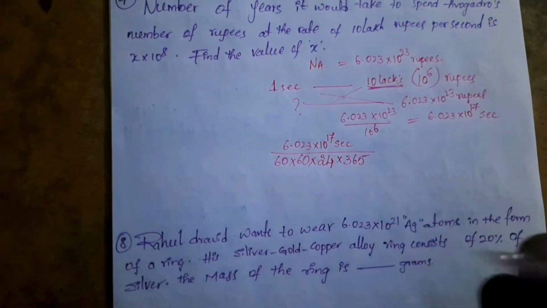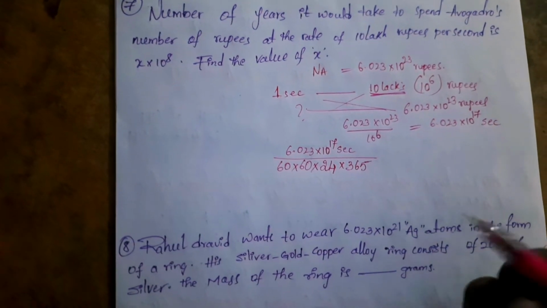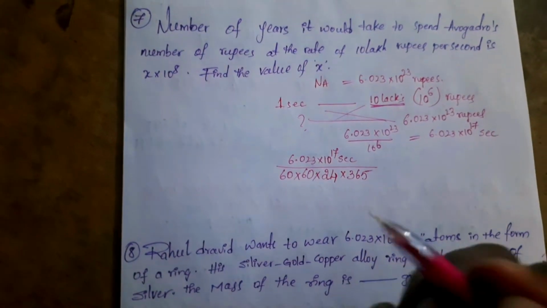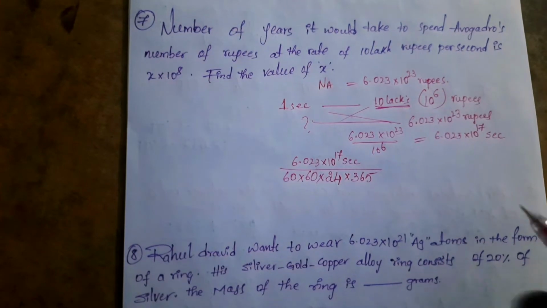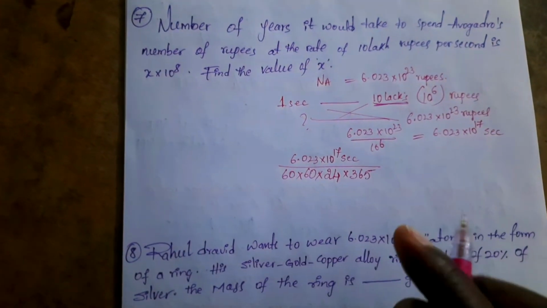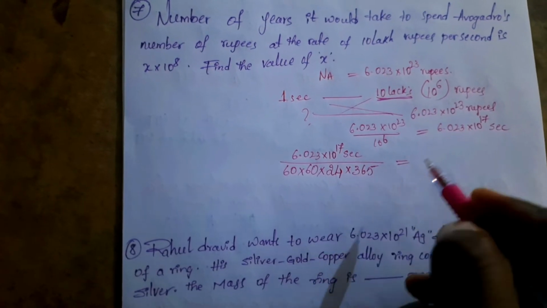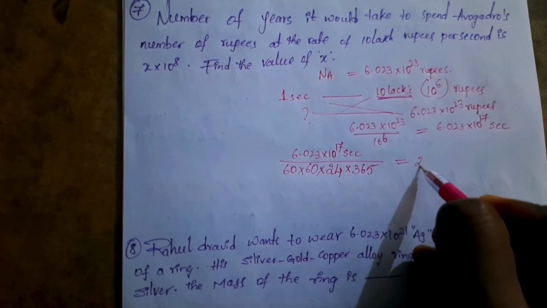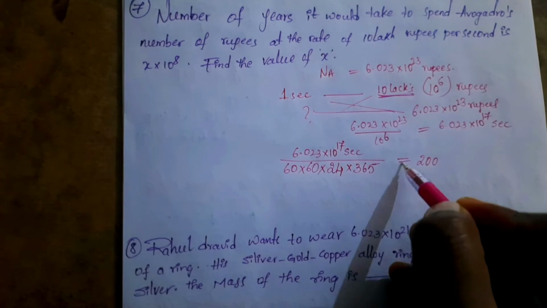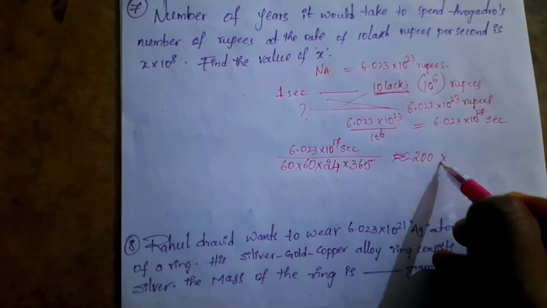Don't consider it a leap year. They will mention otherwise. Now, when do we take 366? Only if they mention it is a leap year, then only we have to take that one. So by doing this calculation, you are going to get nearly 200 into 10 power 8.